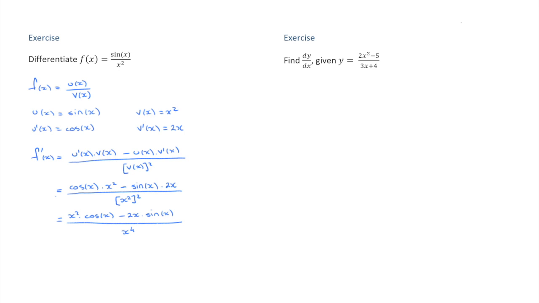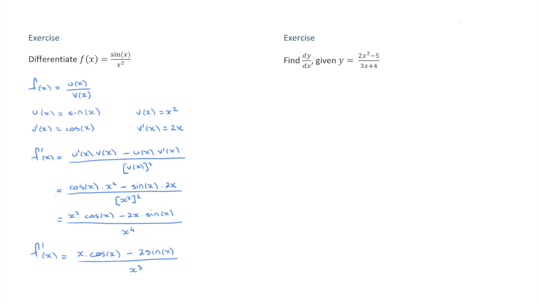And we can go one step further. Indeed, all the terms here have an x. So the highest common factor here is x, and we can simplify. So we can state the final answer as f dash of x equals x times cosine of x minus 2 sine of x over x cubed. And there we go. We've just differentiated this function using the quotient rule.